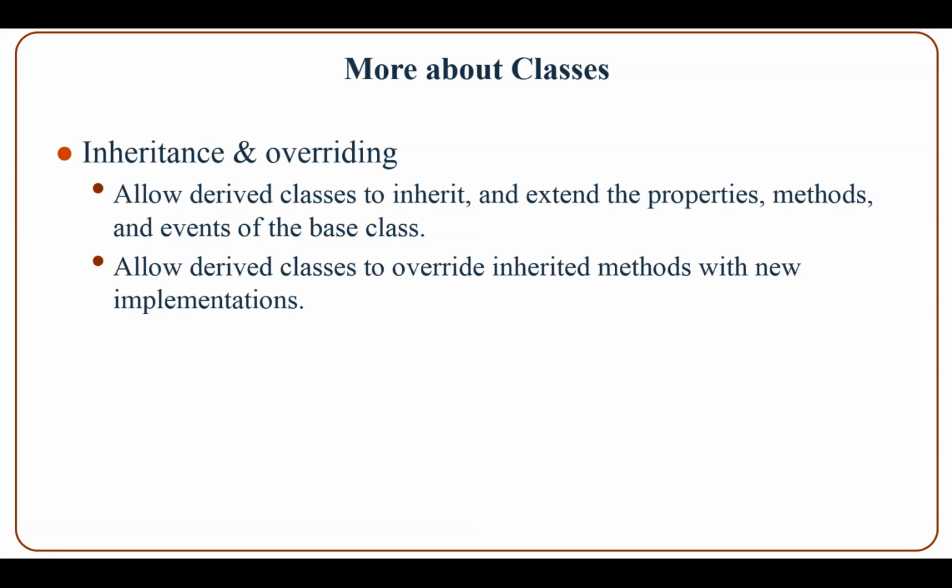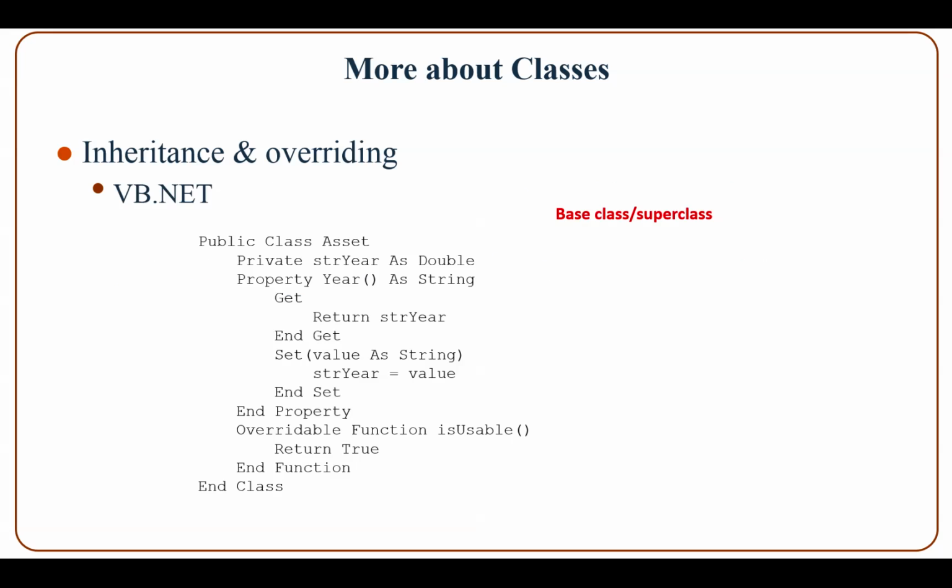Inheritance allows derived classes to inherit and extend the properties, methods, and events of the base class. And it allows the derived classes to override the inherited methods with new implementations. This is how you have inheritance in VB.NET. In the base class, namely Asset, to return the variable as well as to set the variable, you have a function, namely IsUsable. This function is Overridable. With this keyword, in the subclass, you can override this function.